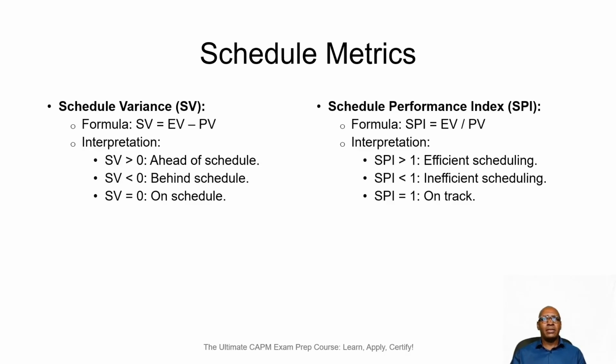What I can take from these both metrics is that if it is positive, if it is greater than 0, greater than 1, then we are doing well. If it is negative, less than 0, less than 1, then we are not doing too well. And if it is equal to 0, then we are on schedule.